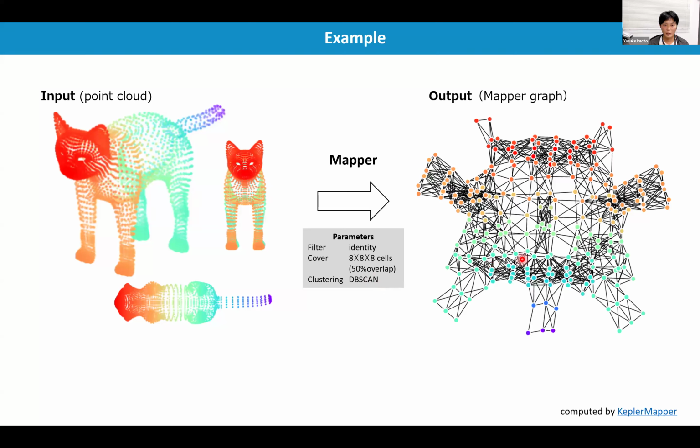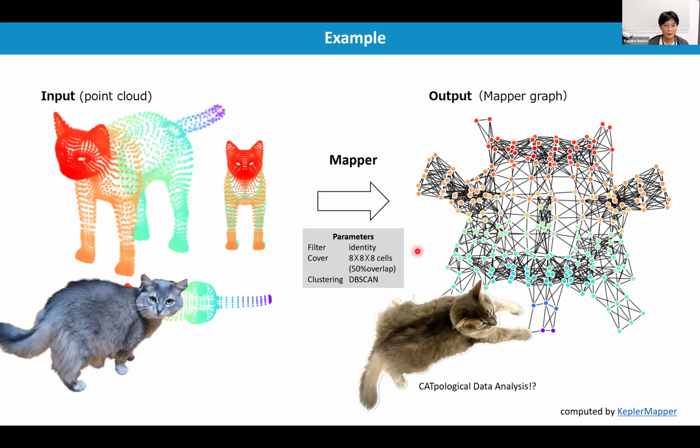The right figure is a mapper graph that visualizes the topological structure of the cat, which is a body and some branches corresponding to the foot, tail, and ears. By the way, here is my cat, mimicking this input and output. Since he is a talented applied mathematician, he can compress his body into the two-dimensional space without mapper.